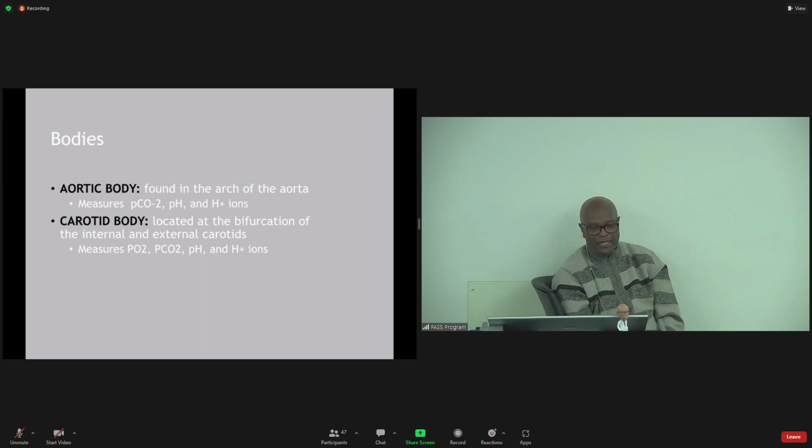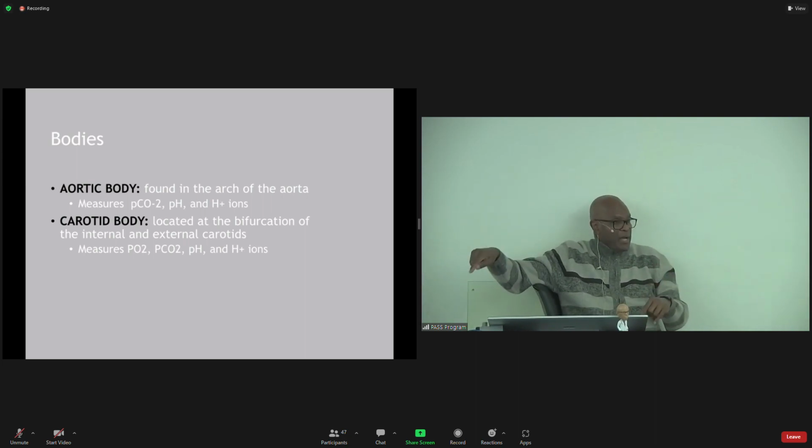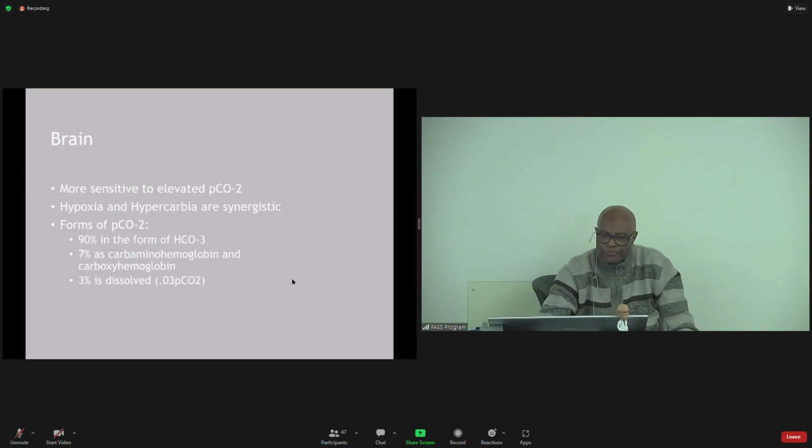So your brain is therefore more sensitive to hypercarbia. That means high CO2. Peripheral tissue, more sensitive to hypoxia. Your brain is more sensitive to hypercarbia. Any questions on that? Okay. So the brain is more sensitive to elevated PCO2, because remember, the brain responds to the CO2 before it responds to hypoxia. But if you got hypoxia and hypercarbia at the same time, then it's a synergistic effect.